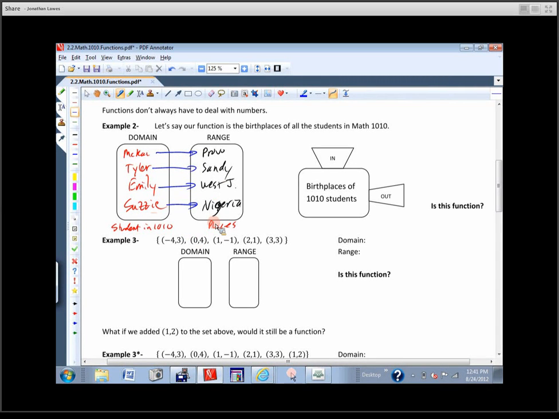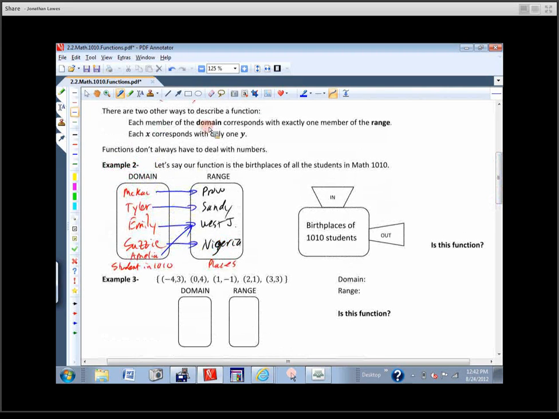Okay, now, is anybody else here born in Sandy or West Jordan? Okay, Amelia, we'll put her down. Where were you born? She was born in West Jordan. Okay, is that still a function? Okay, now think about this for just a second. It says each member of the domain corresponds with only one member of the range. So does each person over here have only one line going to a city over here? Okay, so this is a function.